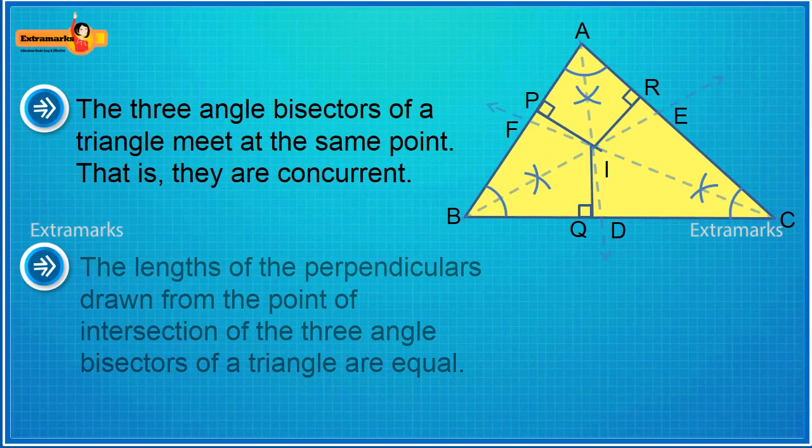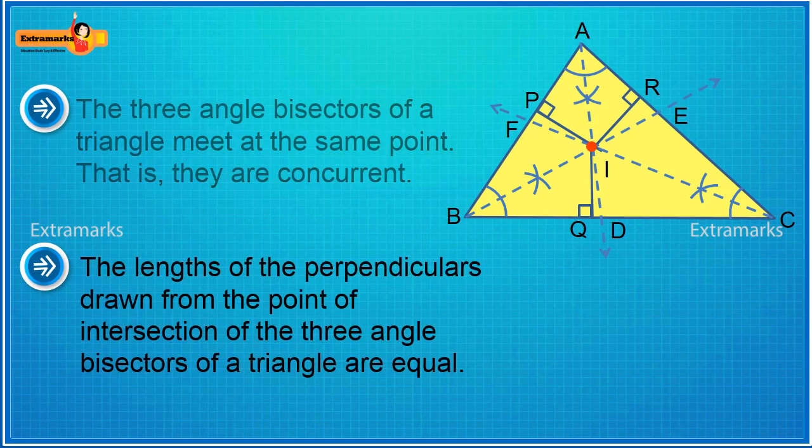The three angle bisectors of a triangle meet at the same point. That is, they are concurrent. The lengths of the perpendiculars drawn from the point of intersection of the three angle bisectors of a triangle are equal.